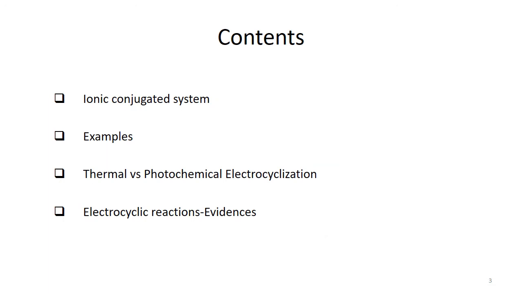First, we shall discuss a few examples of ionic or radical conjugated systems. Then we have the examples of such reactions where ionic or conjugated systems are utilized, and then we have a comparison of thermal and photochemical electrocyclization. In the long run, we shall see some practical examples already conducted in the laboratories, and then we shall compare the results with the selection rules we have already discussed.